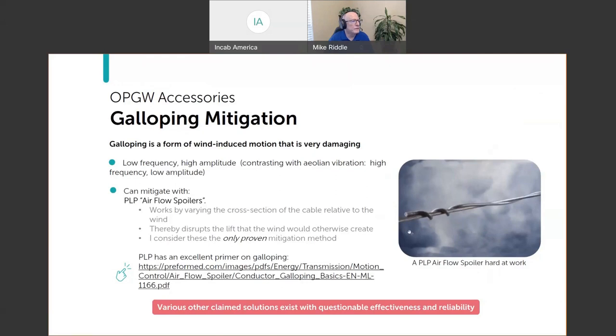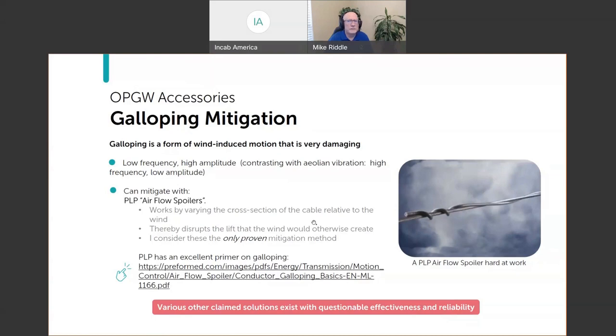So in addition to aeolian vibration, you can have galloping. Galloping is another form of wind-induced motion, and it's especially damaging. Aeolian vibration is high frequency, low amplitude. Galloping, in contrast, is low frequency, high amplitude. Amplitude can be feet even. So it can be very severe and very damaging to cable and structures.